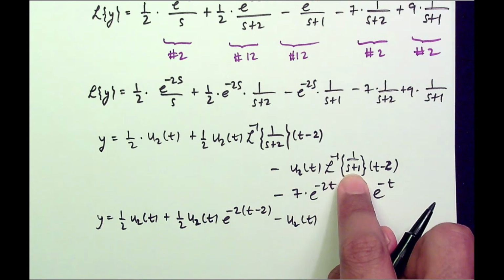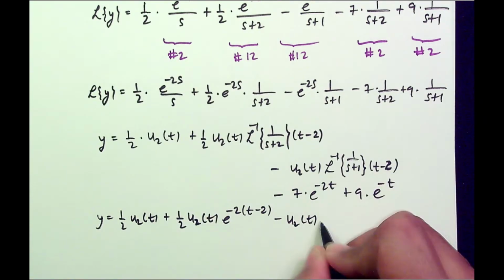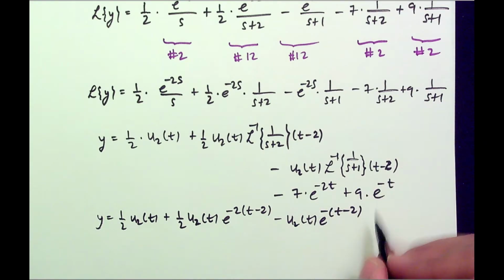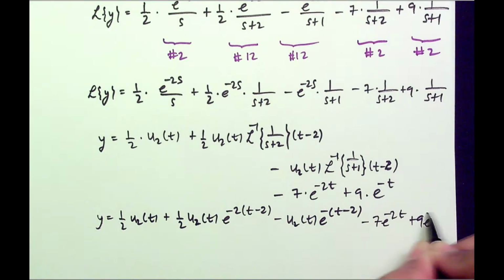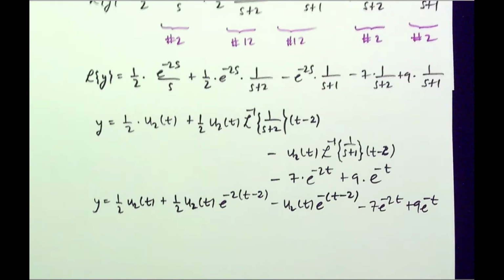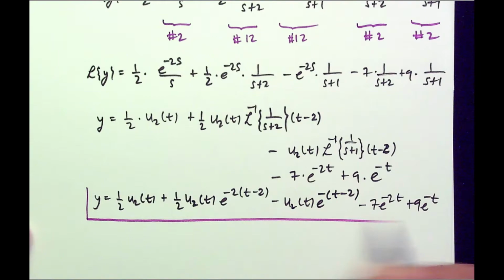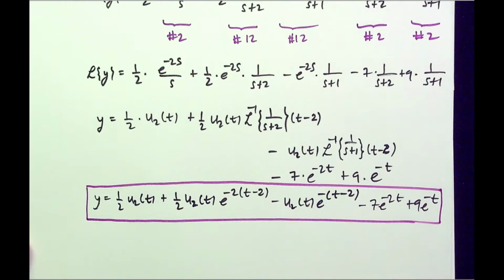Laplace inverse of this is e to the negative t, but not evaluated at t, it's evaluated at t minus 2, minus 7 e to the minus 2t, plus 9 e to the negative t. Okay, that is it. You can simplify these if you want to, but that's not necessary. So that is the answer for that problem.